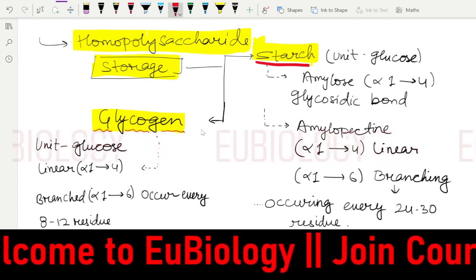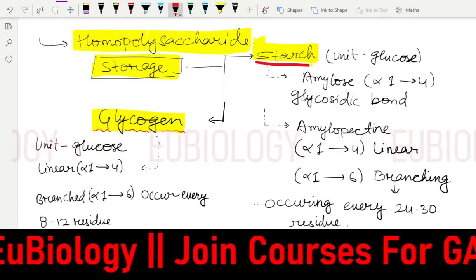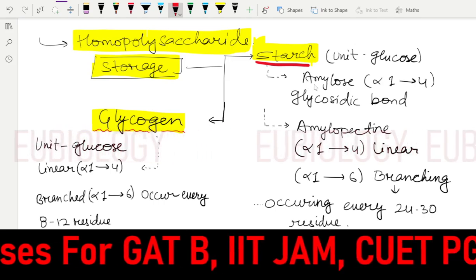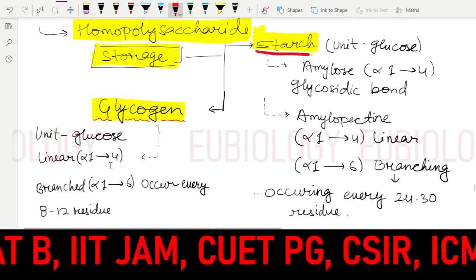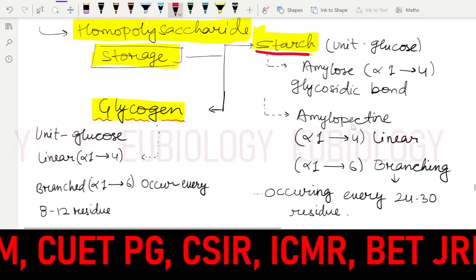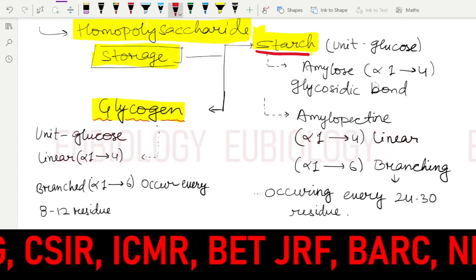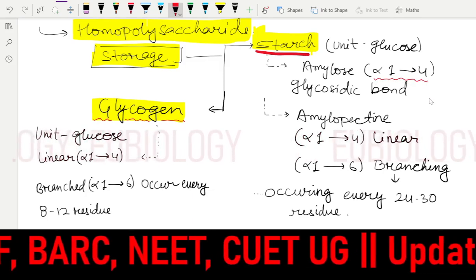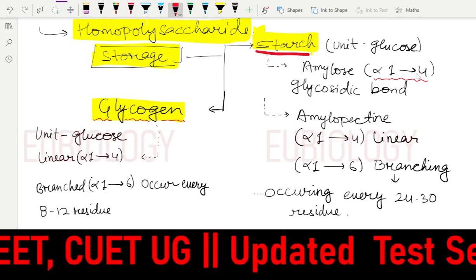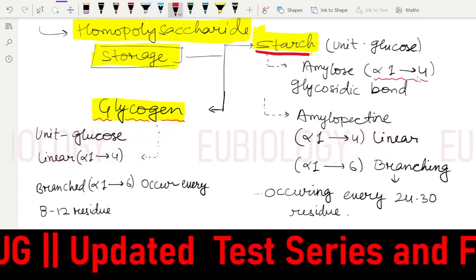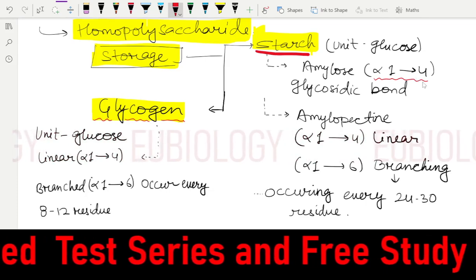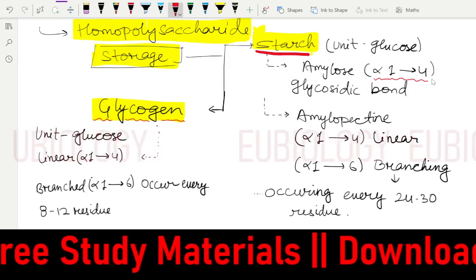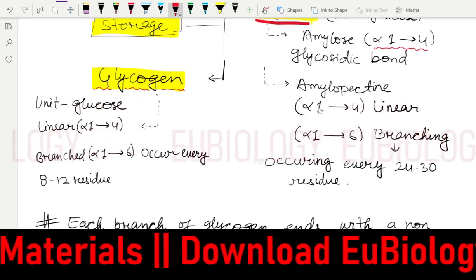So in the case of starch, the unit is what? Glucose. In glycogen also the unit is glucose only. But in starch, we will find two different types of structures of glucose: one is amylose, another is amylopectin. In the case of amylose, the glycosidic linkage is alpha 1,4. There is only one arrow in one direction. It shows the carbon is attached in one direction from the first carbon to the fourth carbon of the another sugar. In amylopectin, it is also showing alpha 1,4.